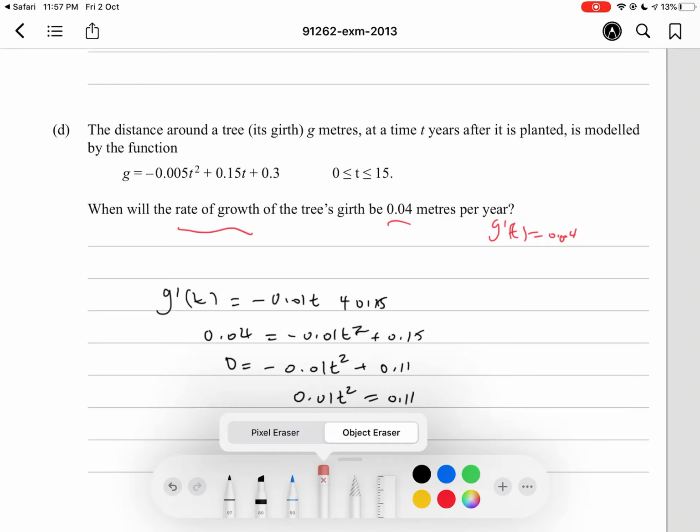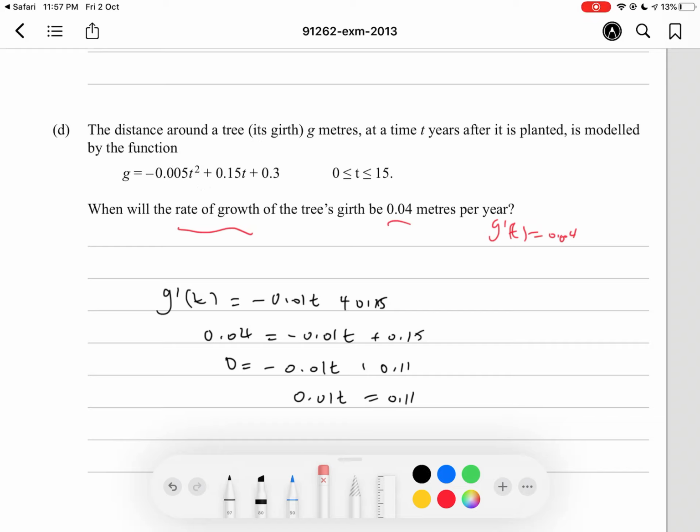Okay, so I apologize. I just realized I made a mistake. So it's actually supposed to be no t squared there. Shouldn't be a t squared there because we have t squared here. So if we multiply the coefficient by the power, we take the power down by 1. 2 minus 1 equals 1. Okay, so I apologize for that one.